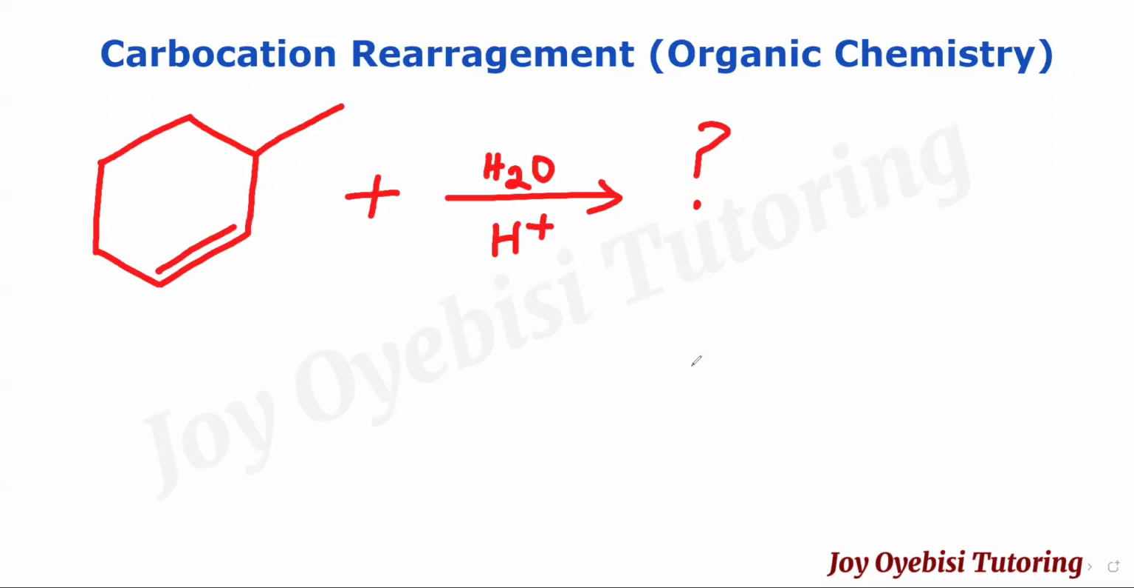Hello, in this video, I'm going to be showing you how to do carbocation rearrangement in alkene addition reactions. If you're given this reaction and you're asked to write the mechanism and, of course, the final product, the first step is this hydrogen ion. The double bond is going to pick that up.